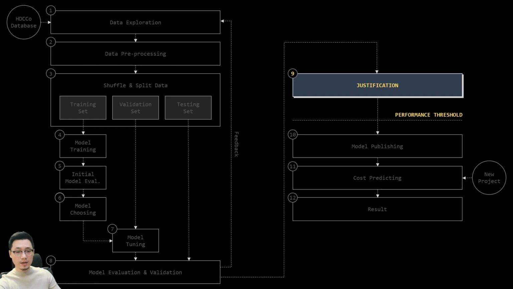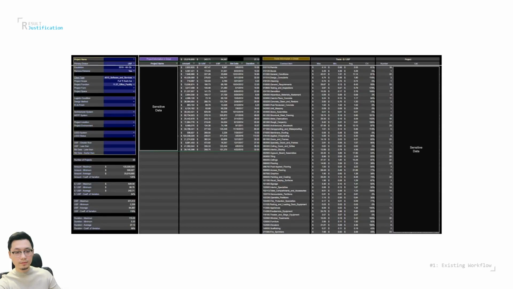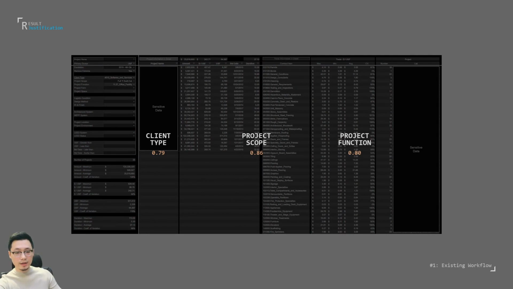And now, the optimized model and its performance will be compared to two benchmarks to justify whether it passes the performance threshold. The first benchmark is our current approach of leveraging Hathaway-Dinwiddie historical data. The existing method in our pre-construction team for cost prediction is as straightforward as filtering and averaging. The R2 score calculated by filtering with client type is 0.79, by project scope is 0.86, and by project function is 0.80. These are not big numbers.